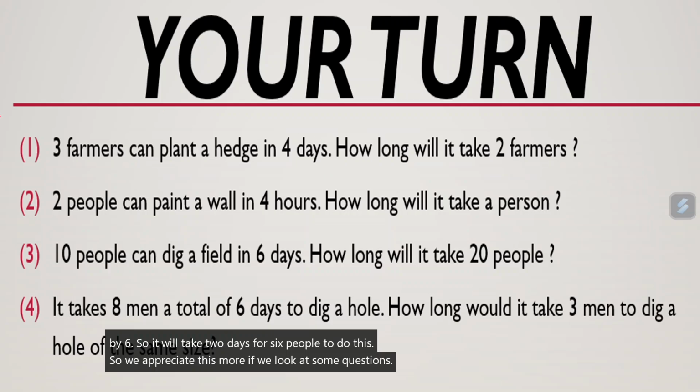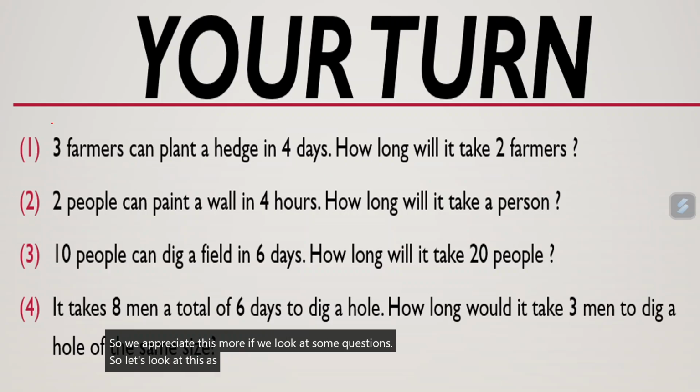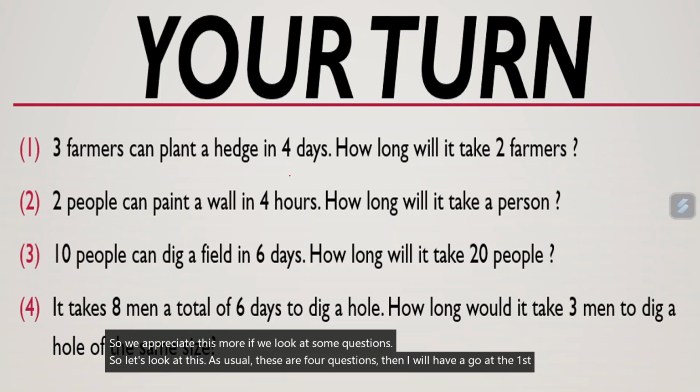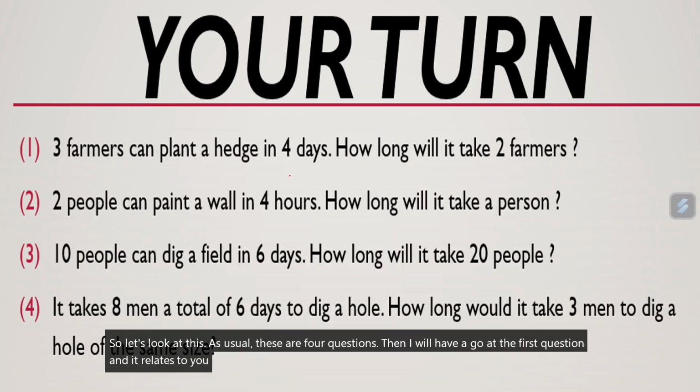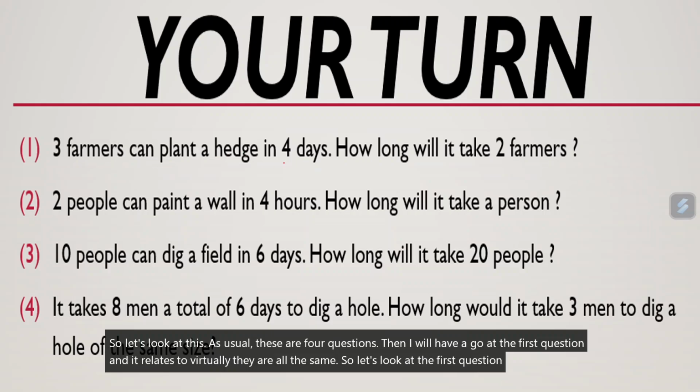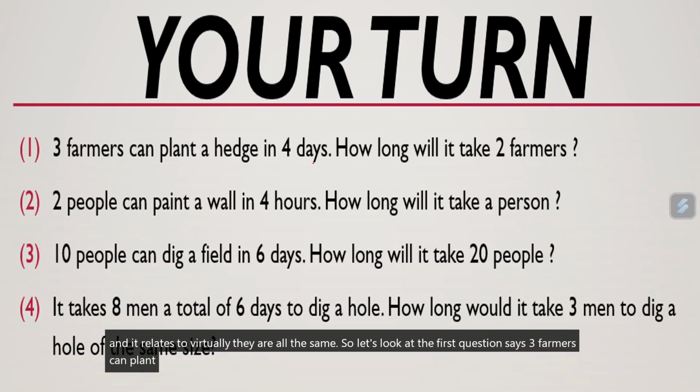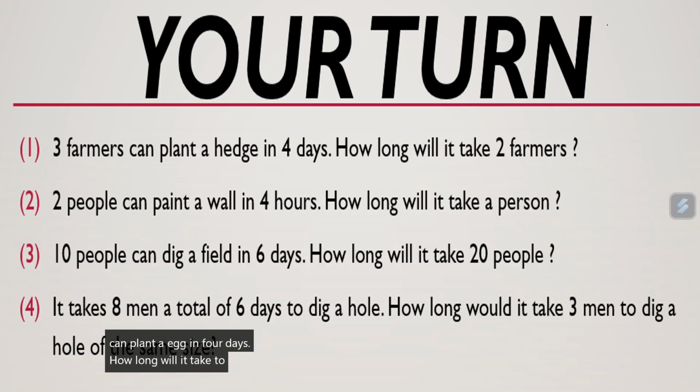So let's look at this. As usual, these are 4 questions. I will have a go at the first question, and virtually they are all the same. So let's look at the first question. It says, 3 farmers can plant a hedge in 4 days. How long will it take 2 farmers? So let's look at it here. 3 farmers will take 4 days.